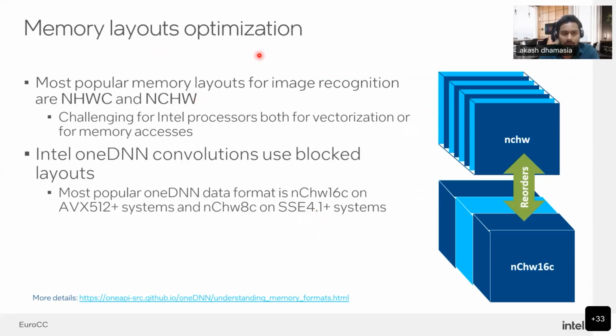In memory layout optimization, what happens is, in PyTorch, normally your data is stored in this fashion. You have a batch size, a channel, a height and width for computer vision applications. So normally this memory format of storing your neurons or any weight values is not efficient for Intel hardware.